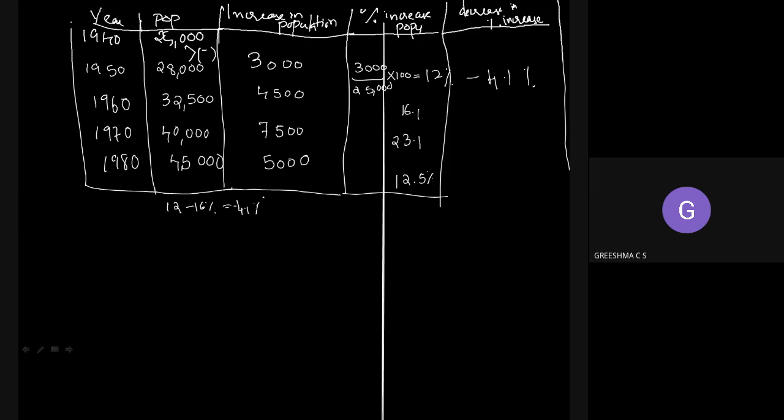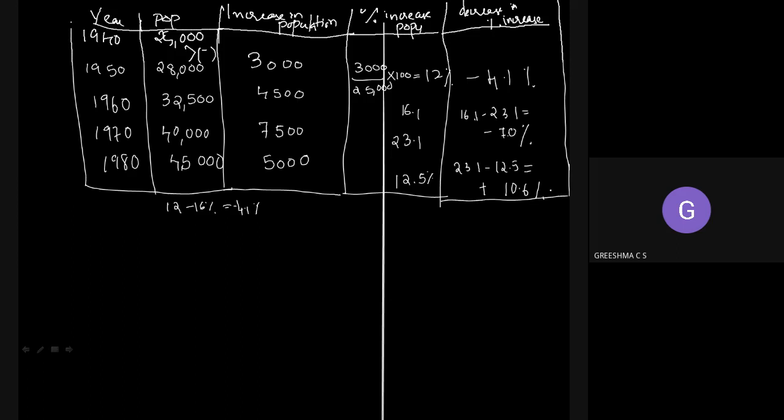So from 1960 to 1970, again 16.1 minus 23.1, you will get minus 7.0 percentage. Okay, coming to 1970 to 1980, 23.1 minus 12.5, so that is a positive value. So you got plus 10.6 percentage.